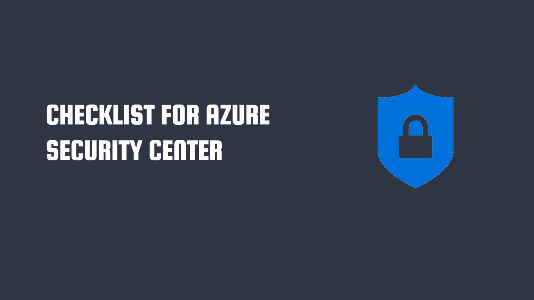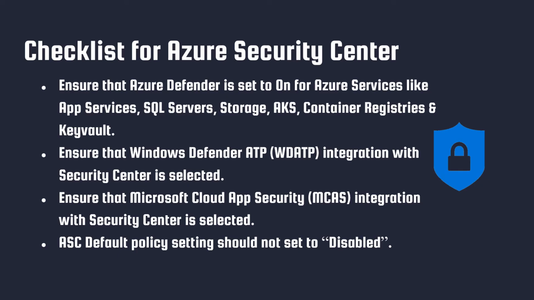Now we will discuss the checklist and recommendations for Azure Security Center. The first recommendation for Azure Security Center is to ensure that Azure Defender is set to on for Azure services like App Service, SQL Server, Storage, AKS, Container Registry, and Key Vault. Turning on Azure Defender enables threat detection, threat intelligence, anomaly detection, and behavior analytics in the Azure Security Center. Enabling Azure Defender allows greater defense in depth with threat detection provided by the Microsoft Security Response Center.